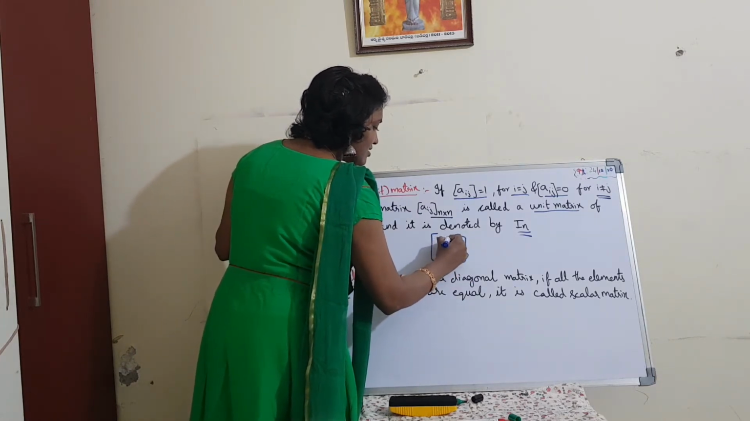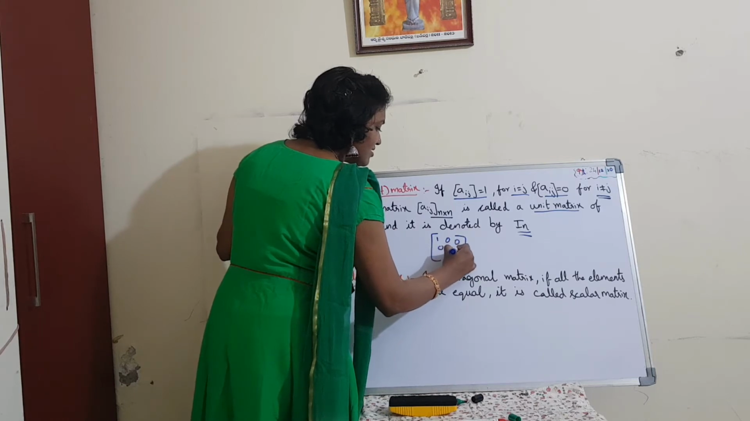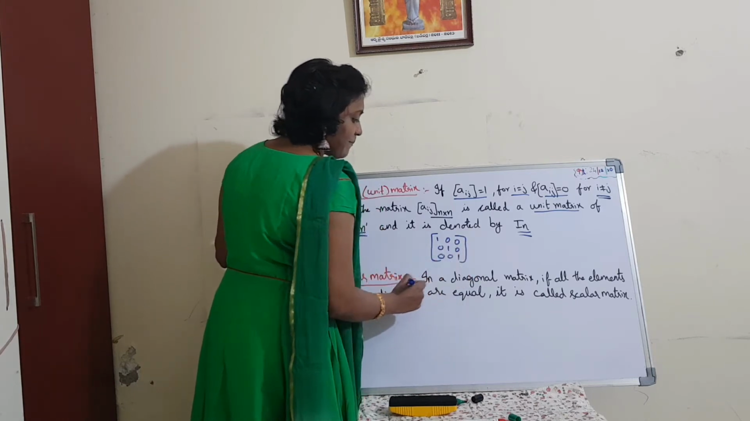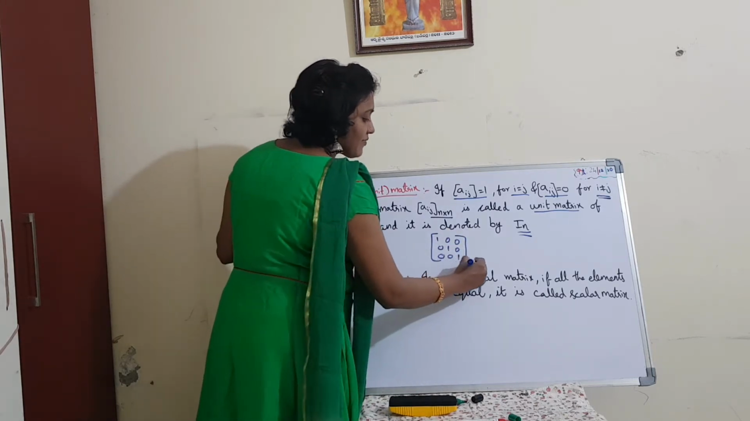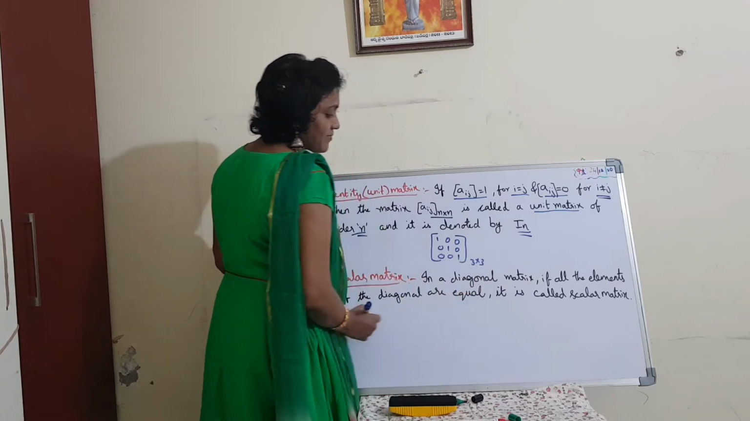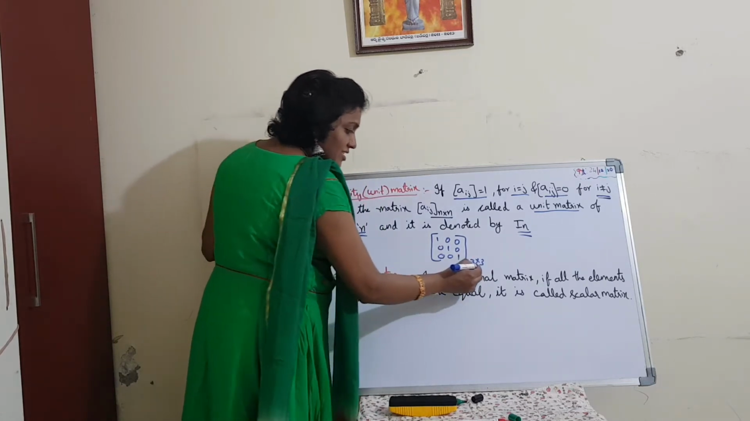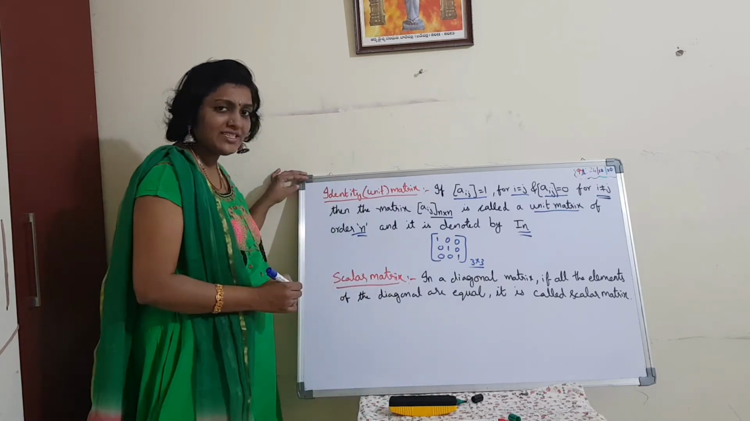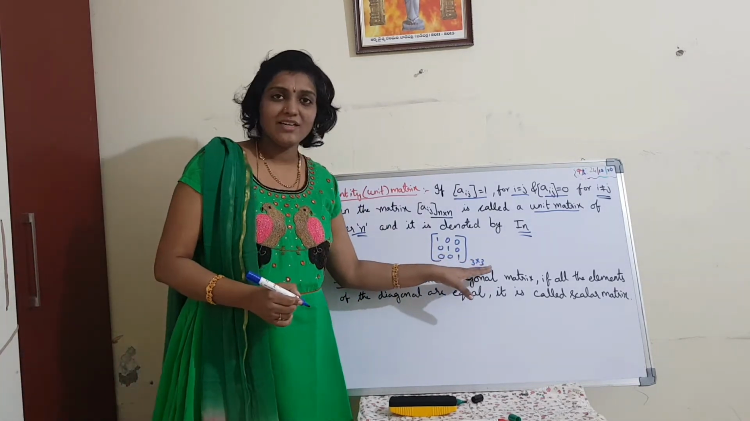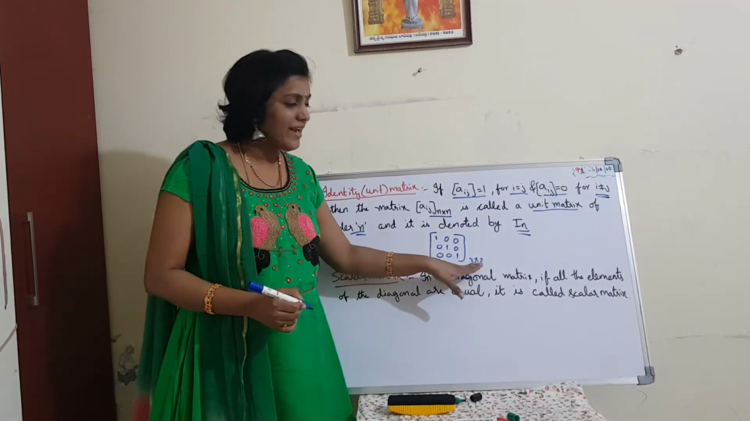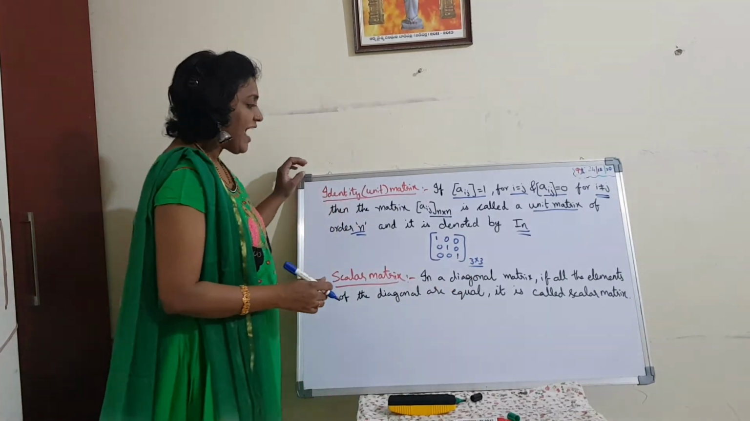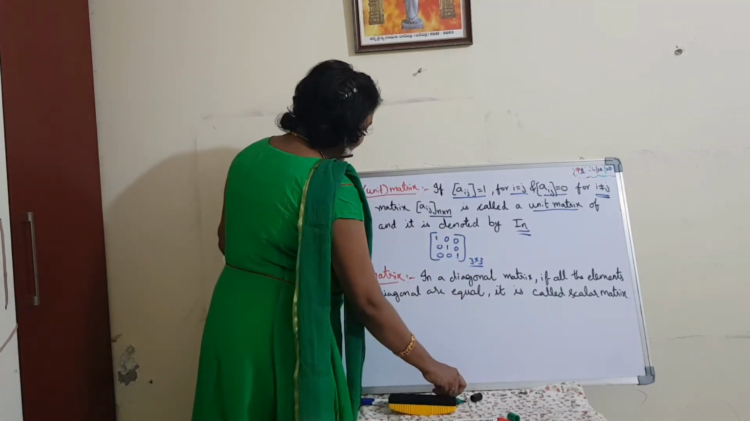Here 1, 0, 0, 0, 1, 0, 0, 0, 1. How many rows are there? 3 rows and 3 columns. Here first it is a square matrix. Yes, it is a square matrix because m and n are equal. And we will see the diagonal elements.